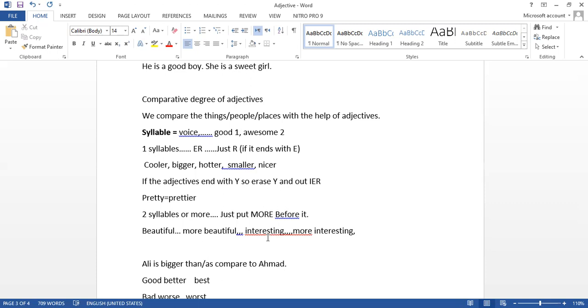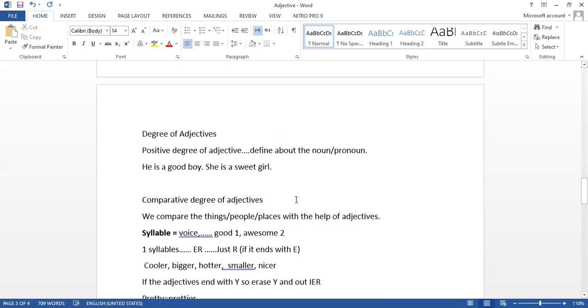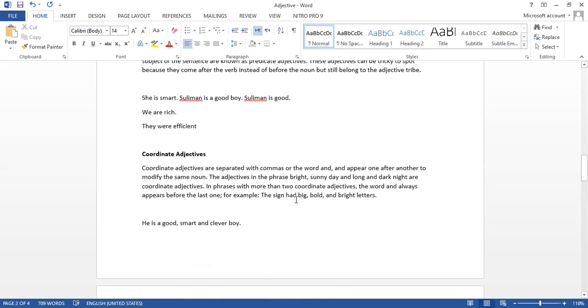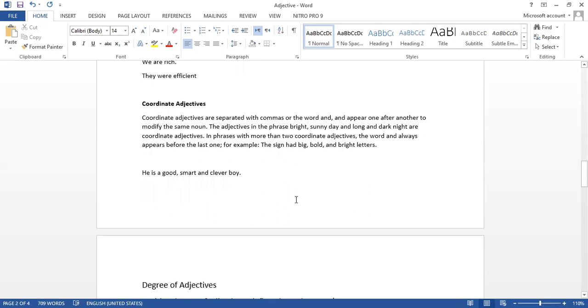Just scroll up to coordinated adjectives. Coordinate adjectives are those in which you use 3-4 adjectives at one time with the help of a comma or and. For example, Farhan is a smart, intelligent, and brilliant boy. This is coordinated adjectives: more than one adjective used with the help of a comma. Okay, sir.